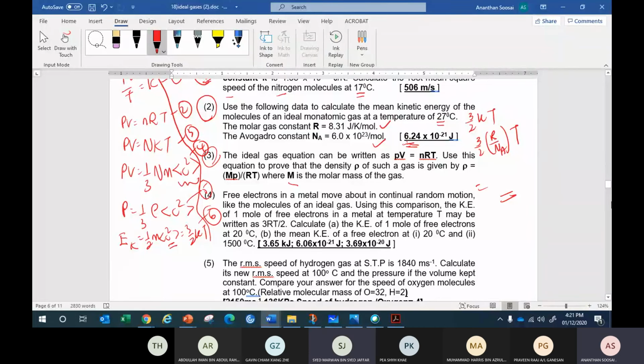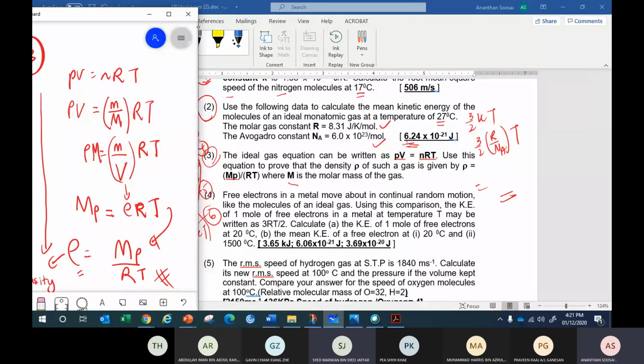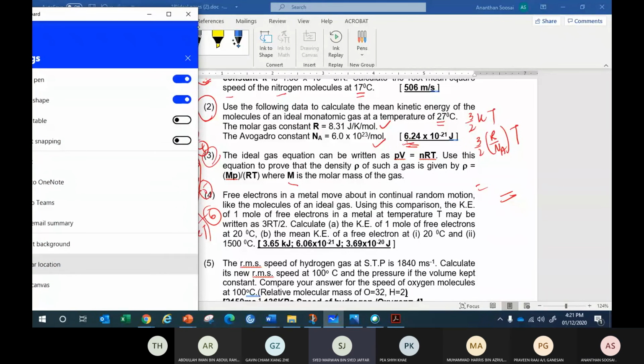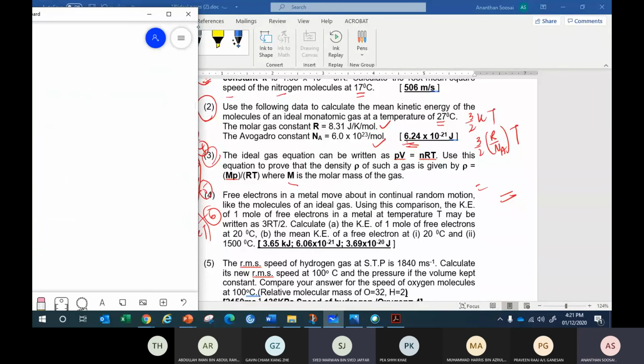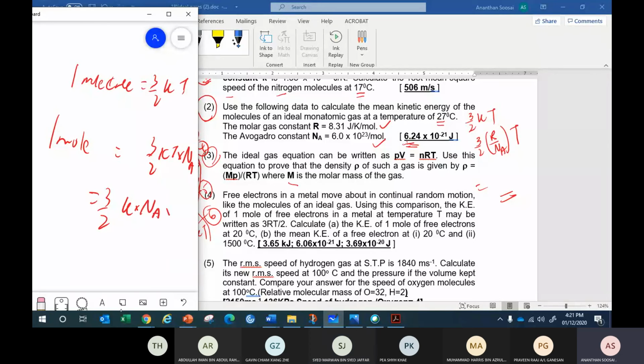Okay. So why does it say RT here, even though the equation is 3 over 2 kT? 3 over 2 kT is the kinetic energy of one molecule. So that means R is for 1 mole. One molecule is 3 over 2 kT. For 1 mole, how do you get it? You do 3 over 2 kT times the Avogadro constant, correct? So 3 over 2 k times Na times T.